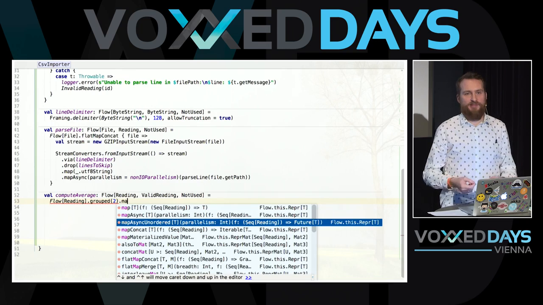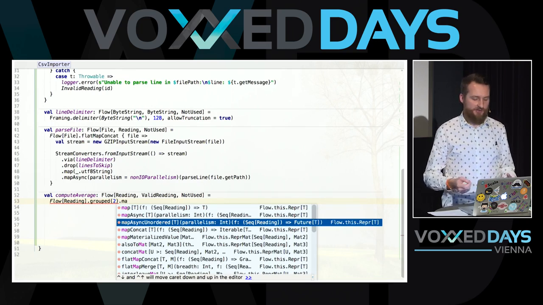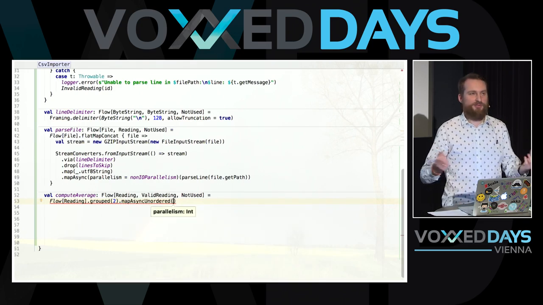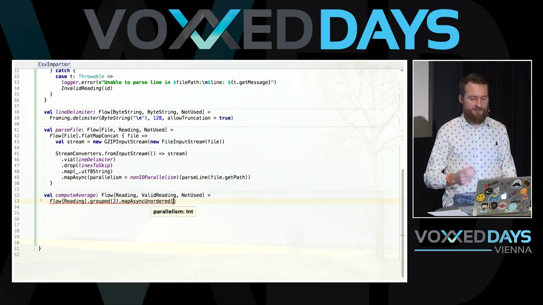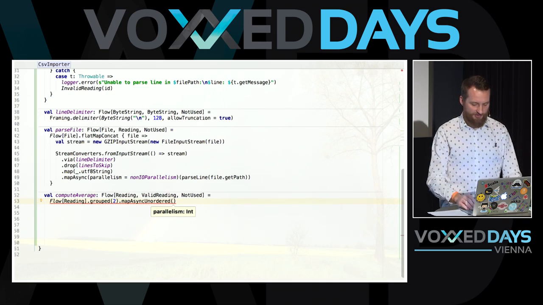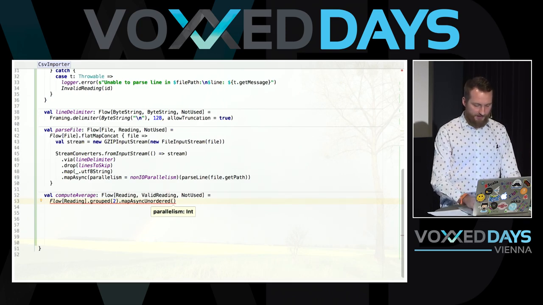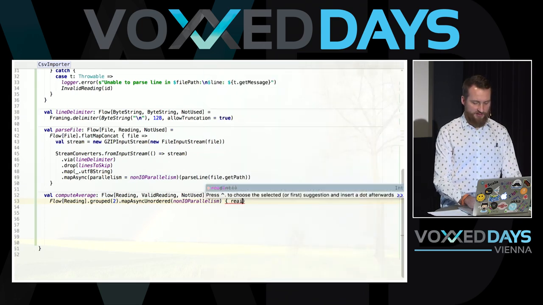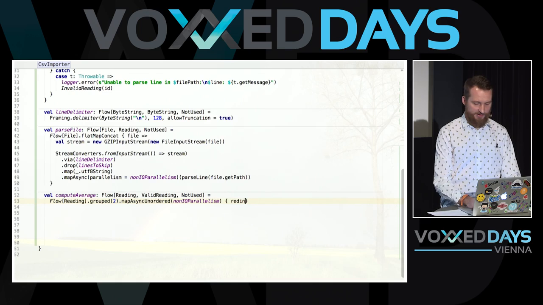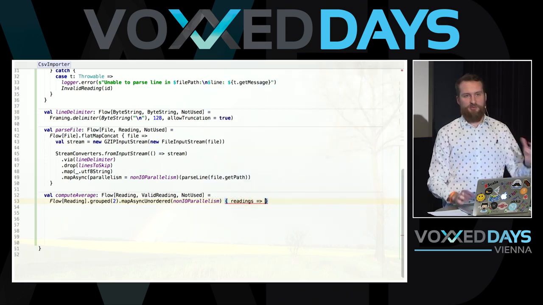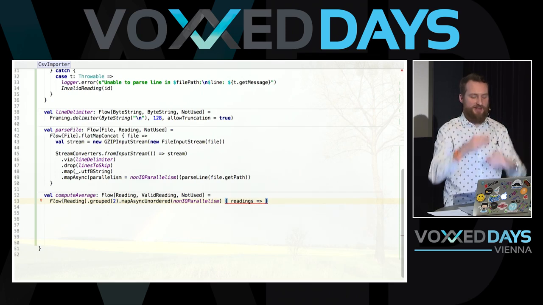So of course it's faster, but sometimes you need to preserve the order as we did in the previous stage. Here we don't actually care about the order because we're just computing the average values and we don't need the order anymore. So here the parallelism would once again be this non-IO one. And what we get here is readings, because it's a sequence, or a list, of two readings every time, because there are a pair of lines sharing the same ID.